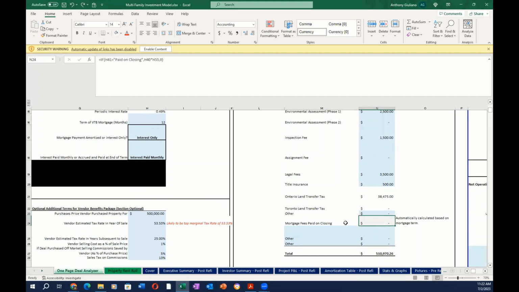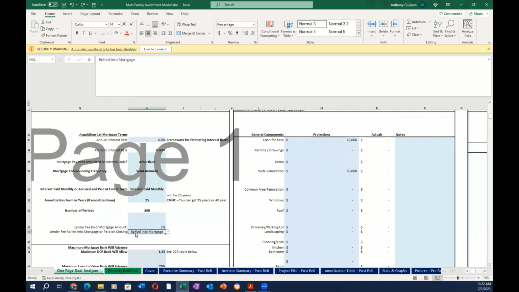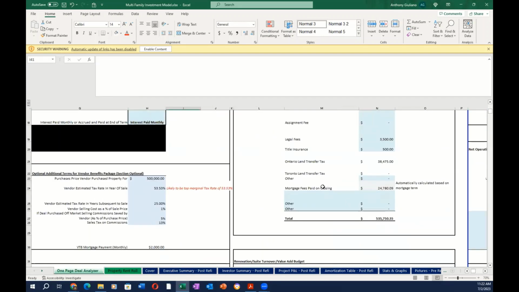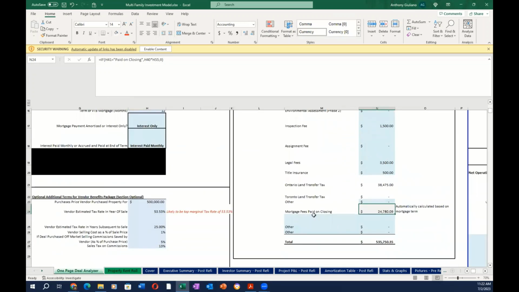This section here is mortgage fees paid on closing. So these are the lender fees that you'll be paying on closing if it was not rolled into the mortgage. For example, remember when we said this could be selected as rolled into mortgage? Well, if you select paid on closing instead, now it's going to show up here in your summary of closing costs to get the deal done. So that's another nifty trick.